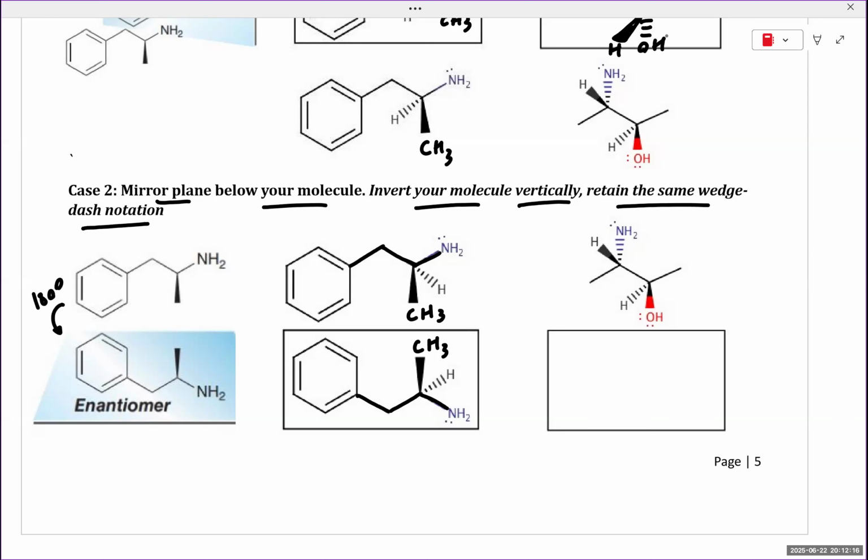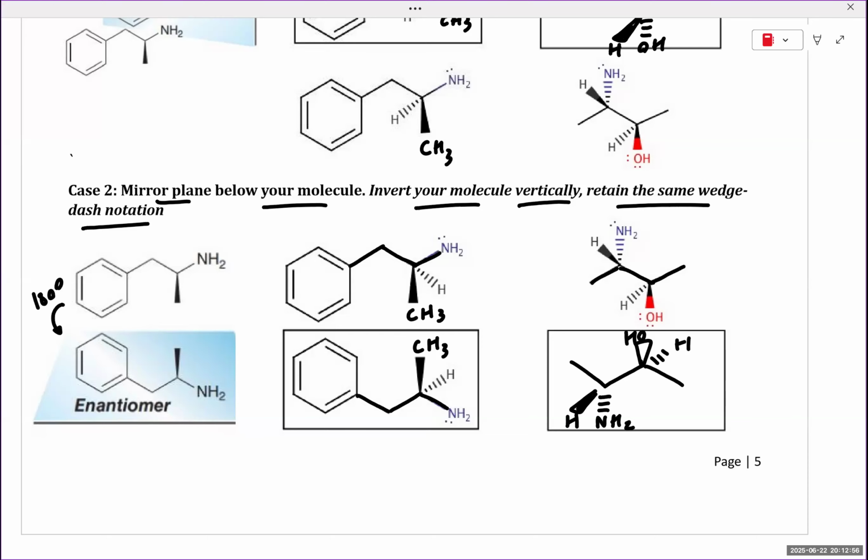Let's practice drawing the enantiomer of this molecule using the vertical mirror plane method. So in this case, we invert the skeleton vertically. So we've inverted our skeleton. So up turns into down, up, down. Now we write out our substituents, keeping the dash wedge notation the same. So the amine keeps the dash notation. Hydrogen keeps the wedge. The alcohol keeps the wedge. Hydrogen keeps the dash.